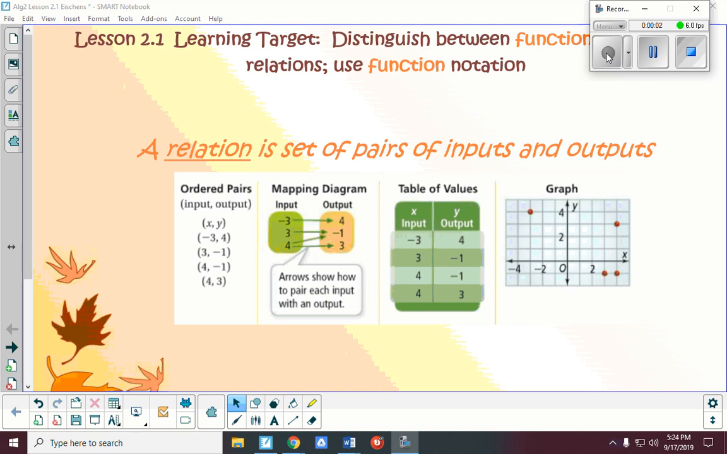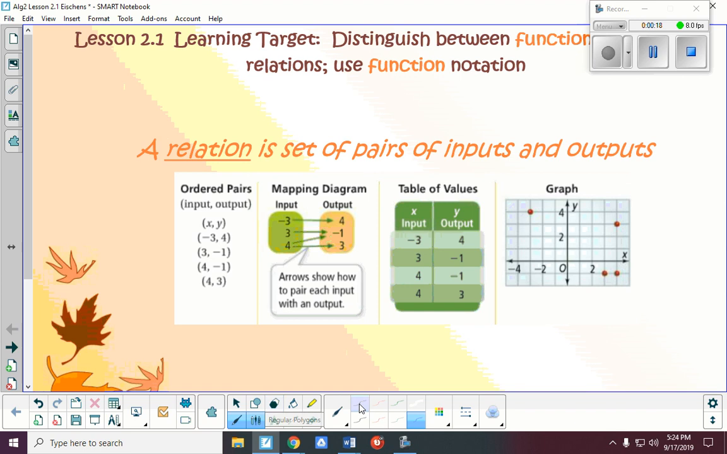Right, we're looking at lesson 2.1, and we're going to be talking about functions and relations in this lesson. So first of all, the definition of a relation is it's a set of pairs of inputs and outputs, and we can express relations in different ways.